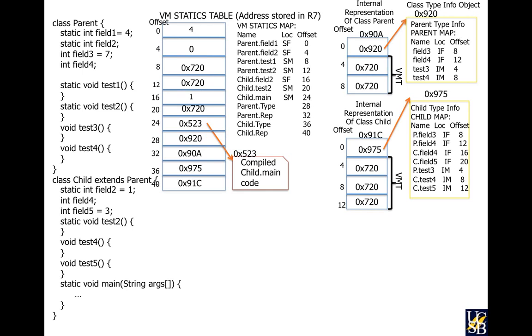I've now taken the data structures that the virtual machine, the runtime system, has created for itself and added those to the statics table. Namely, I added the internal representations of class parent and class child and their maps. So I've added parent type, that is the map for the internal representation of class parent. I've added parent rep at index 32 of our statics table. That is the internal representation of the class parent. I've added child type, which is the map for the child at address 975, and I've added the representation of the child class which is at address 91C.